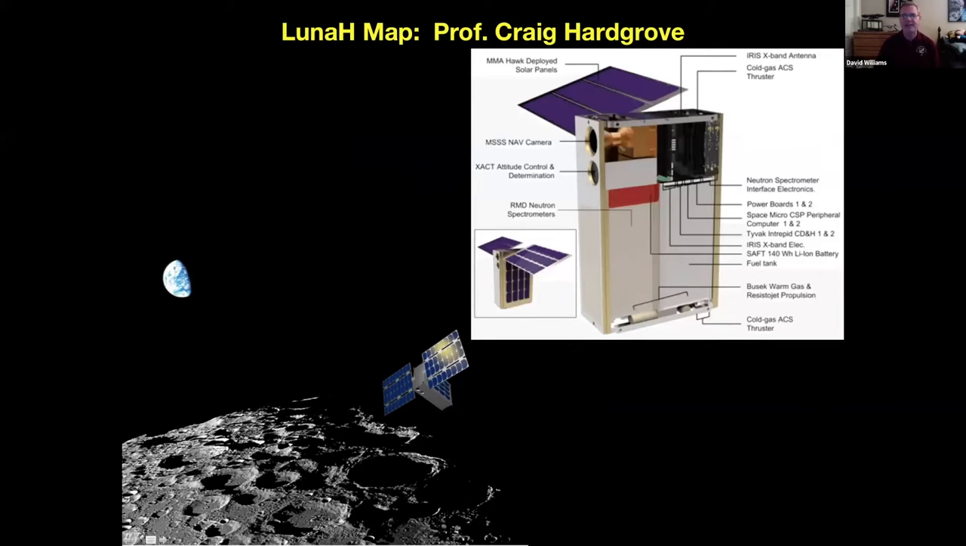It's a CubeSat satellite designed with a neutron spectrometer to measure water ice in these permanently shadowed craters at the moon. And of course, that spacecraft is going to launch on the first test of the Space Launch System, the SLS rockets, which will hopefully come within the next year or so.